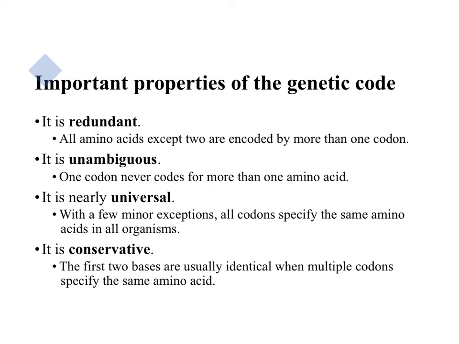And then finally, it's conservative. When different codons code for the same amino acid, they usually have the same first two letters. Again, just go back to the same box we've been looking at, the UCU box. That's the one for serine. If you look at that box, do you see how all of them start with UC? That's what we mean by conservative. The first two letters are the same.